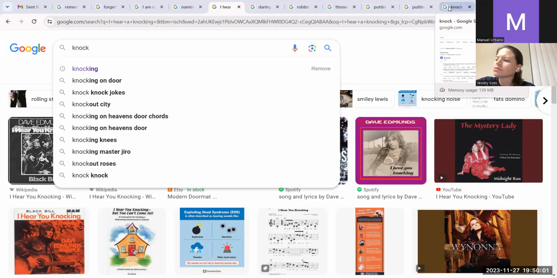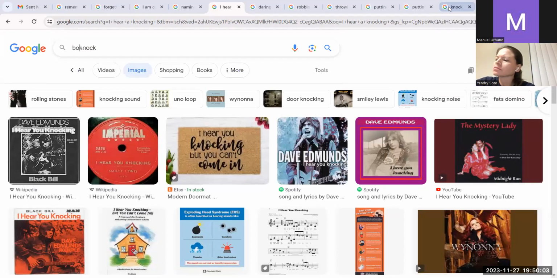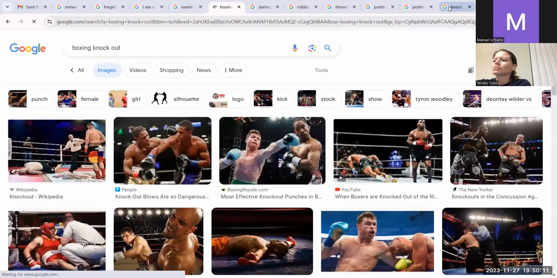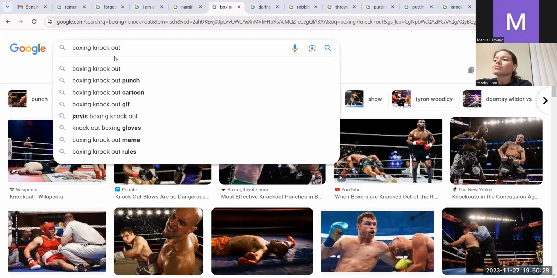Golpear, yeah, is knock. Por eso cuando está in boxing, when people are boxing and they're fighting, it's called a knockout. El golpazo lo tumbó, lo dejó knockout. Okay? So that's a boxing knockout. Eso es lo que significa knockout, que le dio un golpe tan duro que lo dejó out, fuera. Knocked out. That's it. So it has to do with golpear, obviamente.